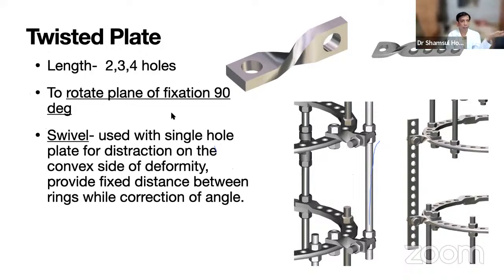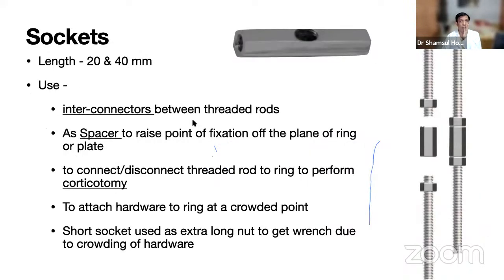Use with a single hole plate for distraction on the convex side of the deformity. Provide a fixed distance between rings. With correction of angle, I use this twisted plate in the clubfoot assembly very well. We'll switch some diagram. Then we have sockets.